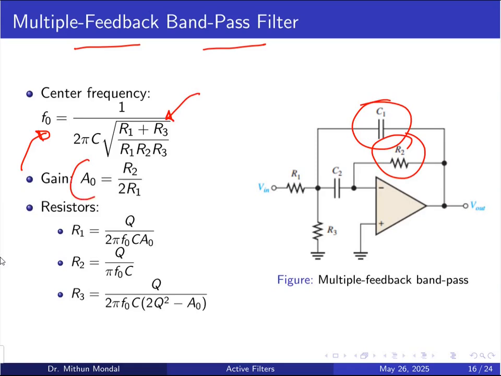The gain will be equal to R2 by 2 times R1, and these resistor values we can find out with the help of the quality factor we need for a particular circuit. So depending upon the applications of the band pass, we can form the multiple feedbacks and decide the values of the resistors to get a particular frequency band pass.